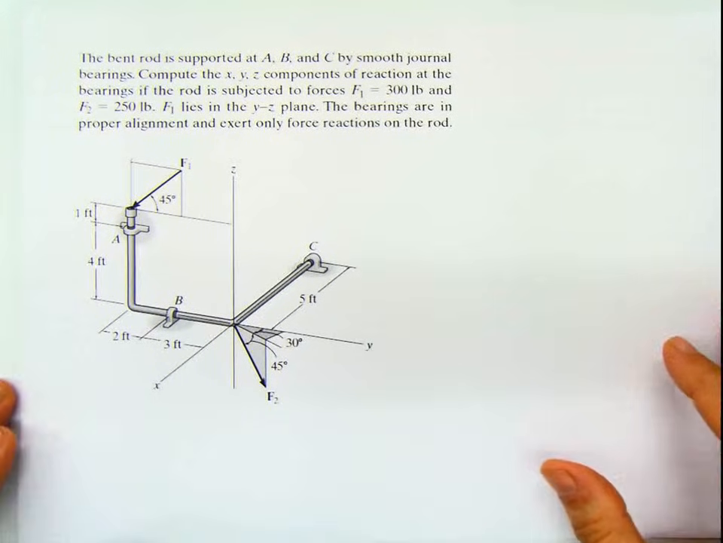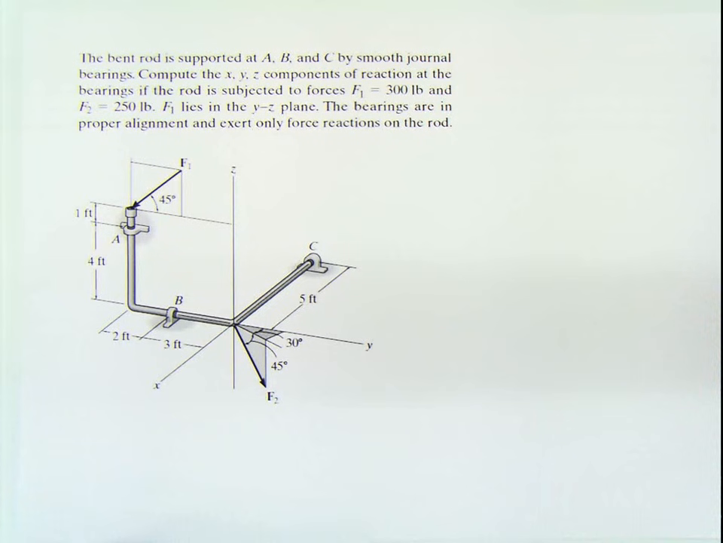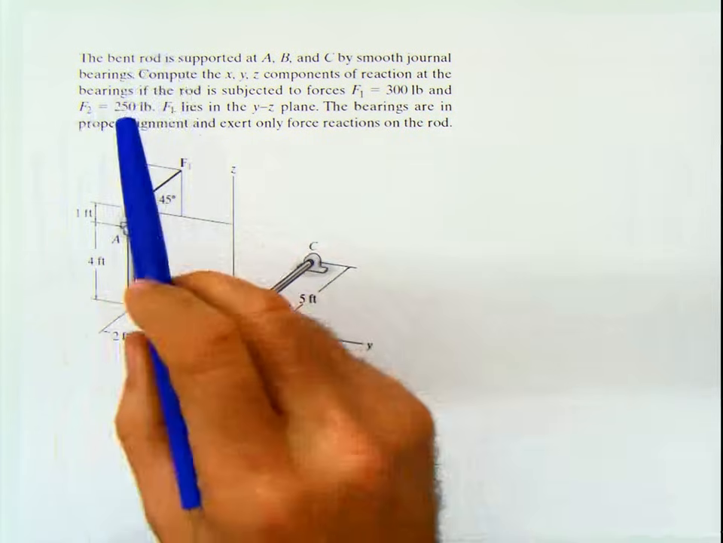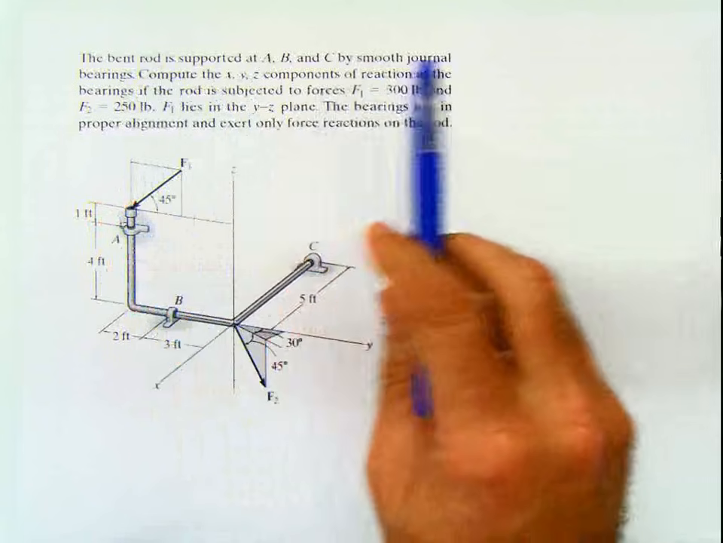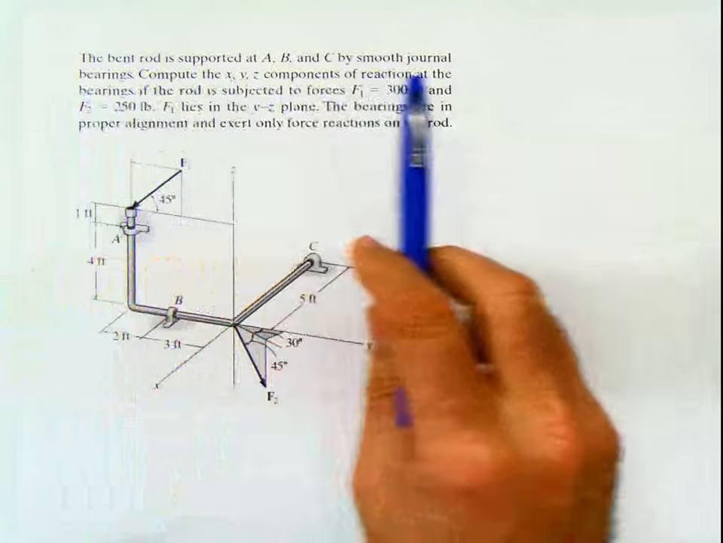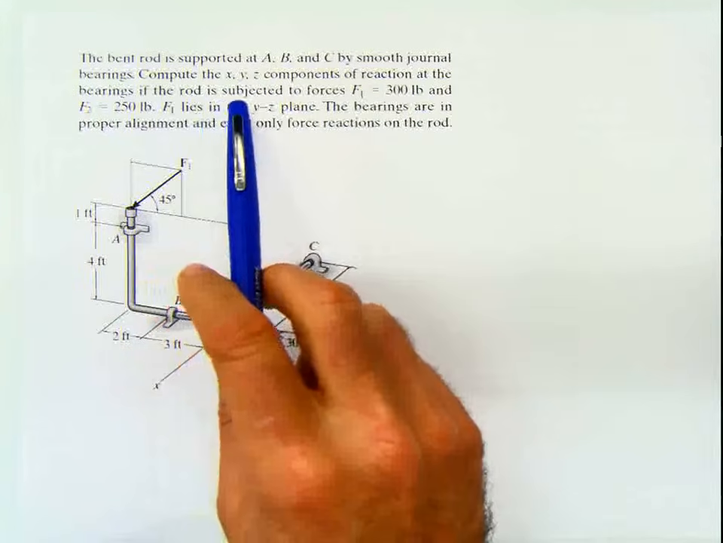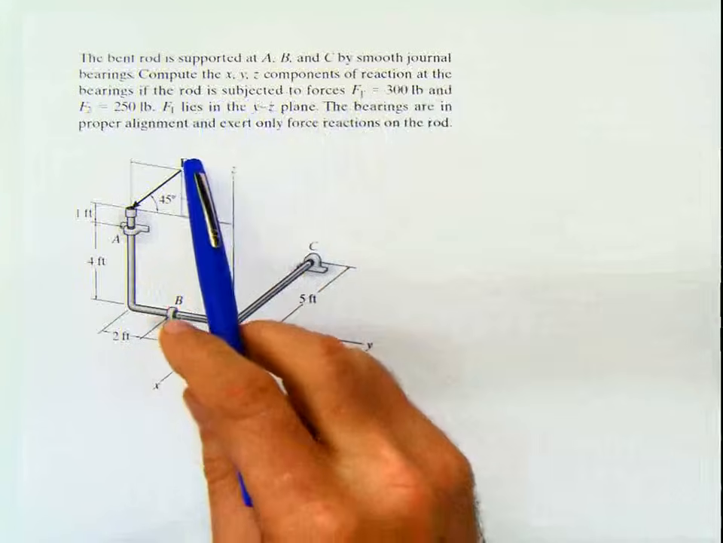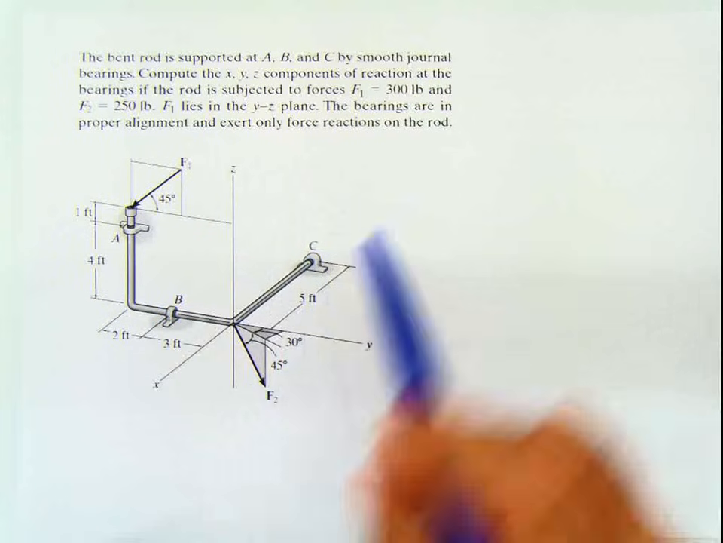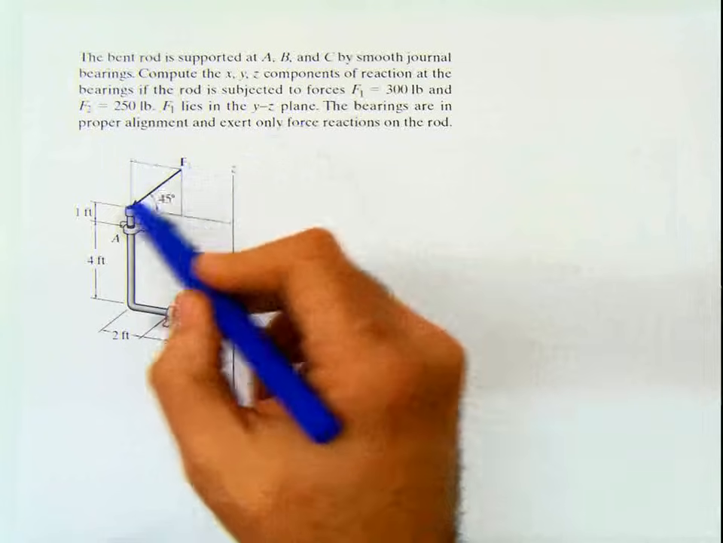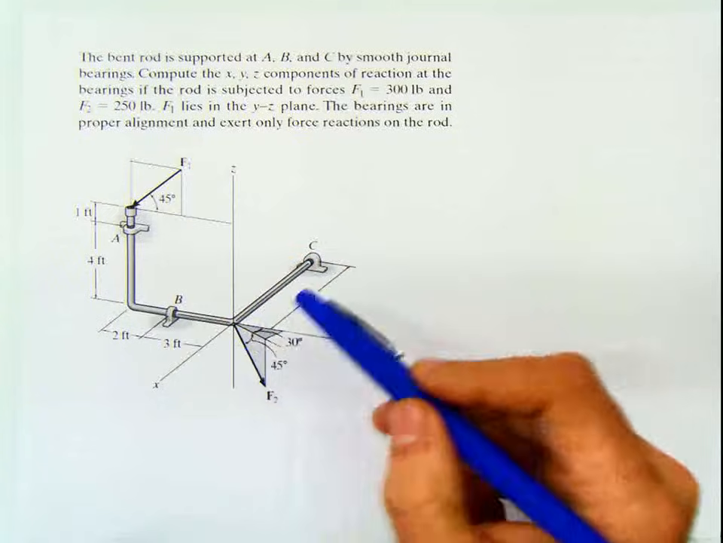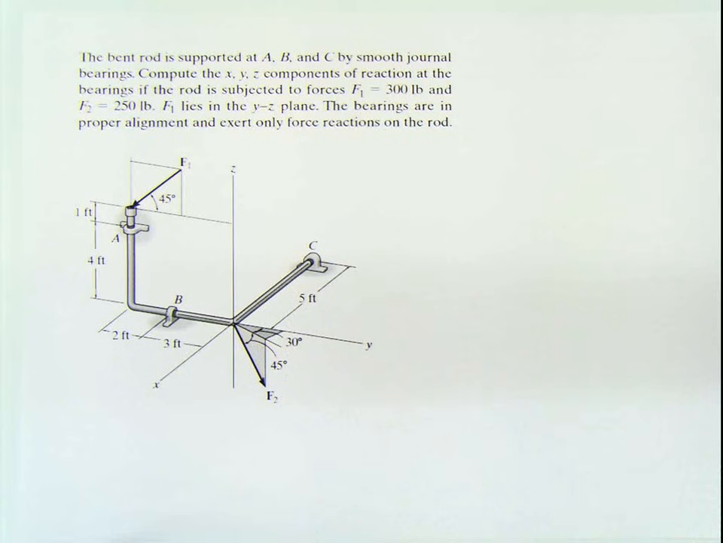This is another problem that I'm bringing for you today, and this is a really complete problem for this part. Let's read the problem. A bent rod is supported at A, B, and C by smooth journal bearings. Compute the X, Y, and Z components of the reaction at the bearings if the rod is subject to forces F1 is 300, F2 is 250, and F1 lies in the YZ plane, and then you have the direction here for the F2, and they say the bearings are in proper alignment.